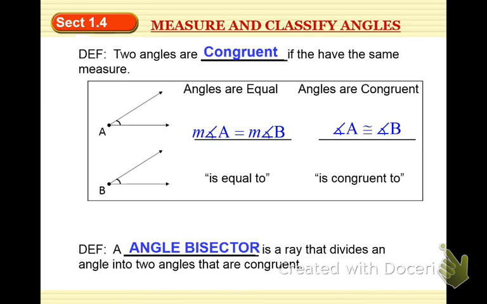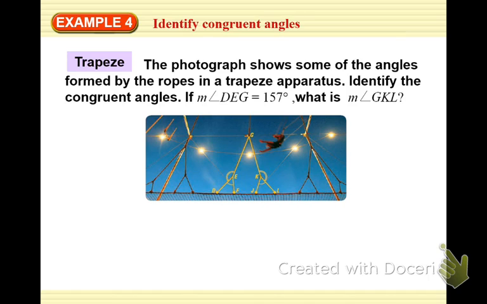An angle bisector. There's that word bisector again. An angle bisector is a ray that divides an angle into two angles that are congruent. Bisects. We talked about that before. Bi means two. Sect means to cut. So we're going to cut it in two, to the point where those two pieces are congruent. So that's what an angle bisector does.